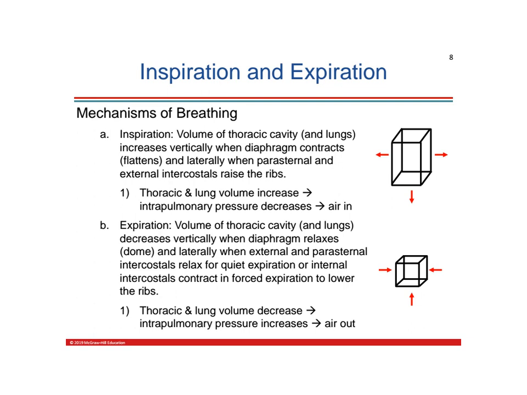During expiration, the volume of the thoracic cavity and lungs decreases vertically when the diaphragm relaxes. It becomes more dome-shaped. And laterally when the external and parasternal intercostals relax for quiet expiration, or when internal intercostals contract in forced expiration to lower the ribs. During expiration, the thoracic and lung volumes decrease, and the intrapulmonary pressure increases. This leads to air being pushed out.